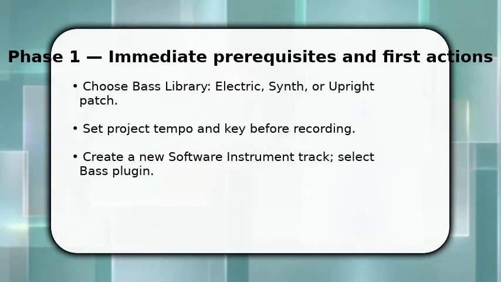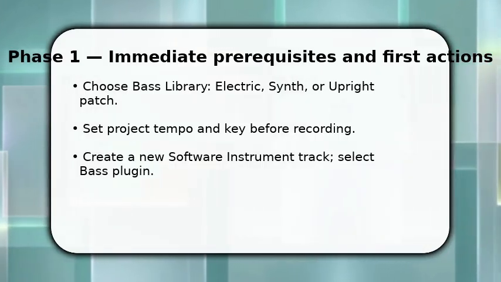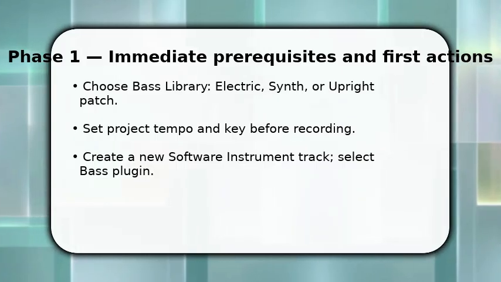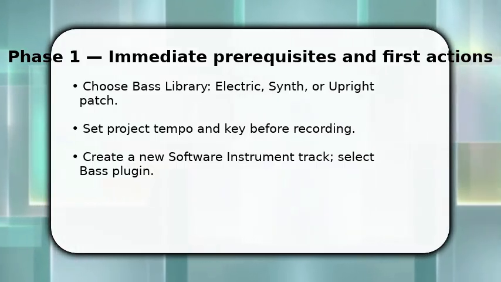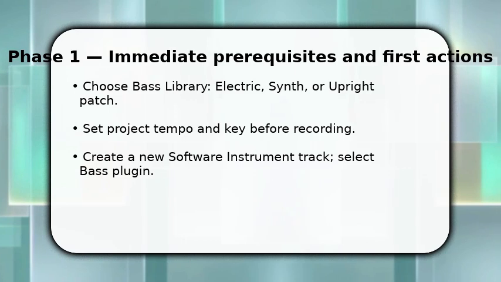Once done, adjust track input level so peaks sit around -6 dB to avoid clipping. Make sure to name the track clearly. This saves time when layering later.